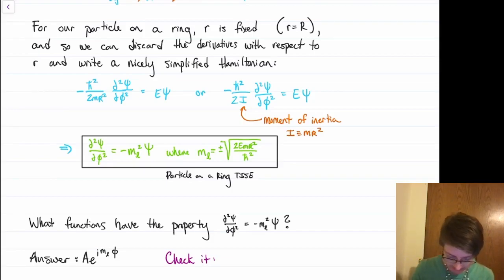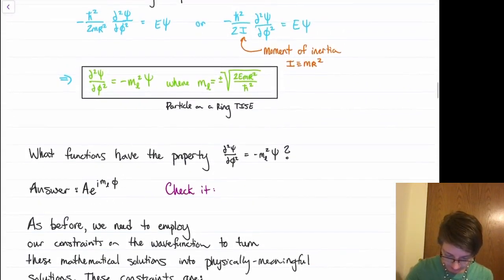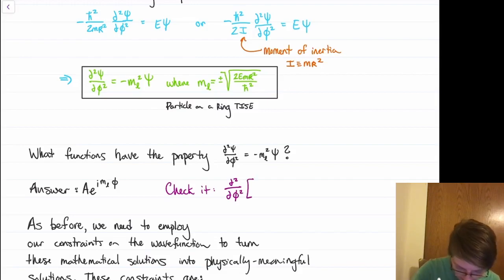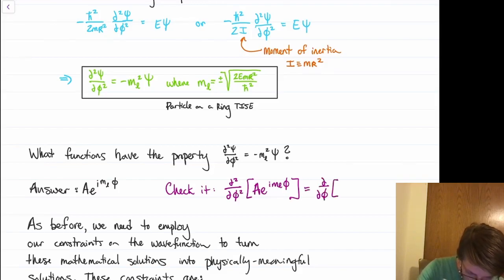So here's what I claim is the answer. Let's go ahead and do a bit of math to show that this is a valid solution to Schrodinger's equation. So what we want to do is take the second derivative of this wave function that I'm proposing with respect to phi. Here's my wave function that I'm proposing. And so my first derivative, well, according to the chain rule, I need to take the derivative of the outside, e to the u's derivative is just e to the u, times the derivative of the inside, and that means that I'm going to pull out a factor of i m_l.